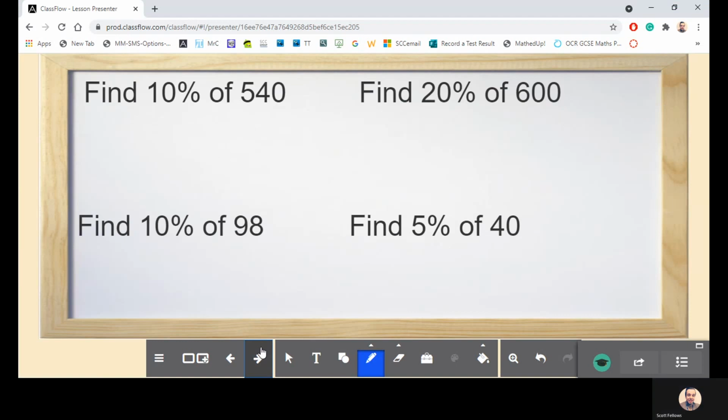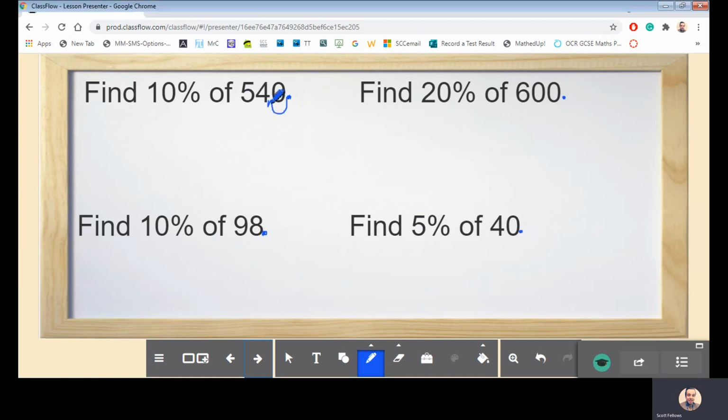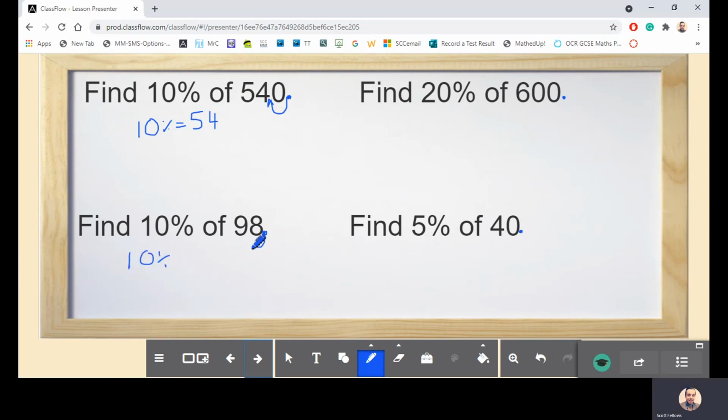Okay. Finding a percentage then. So to find 10%, the easiest way, I always imagine there's a point at the end of a number. So all these have got an imaginary point at the end. And to find 10%, you just move the point 1 to the left. Okay, so here, 10% is going to be 54. Here, 10% is going to be, move the point 1 over, 9.8.